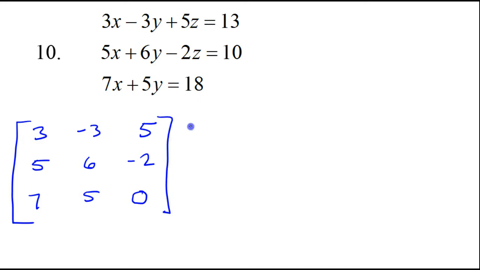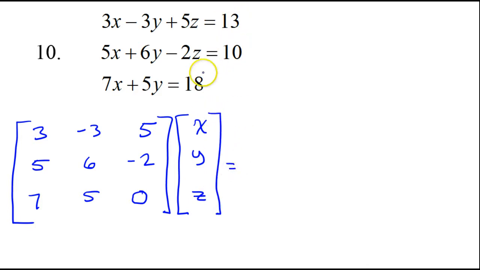Now, just look and see what your variables are and make a column matrix out of those variables. So our variable matrix will simply be x, y, z. And then equals. And now make a third matrix using the answers. So make another column matrix using these constants, 13, 10, and 18. This is a 10, not a 6.